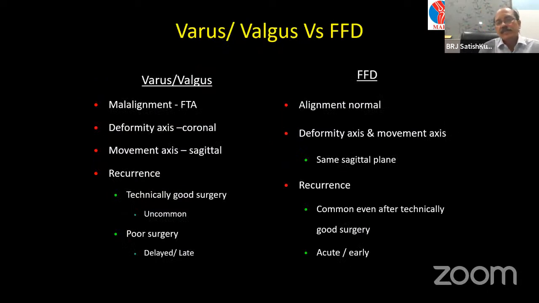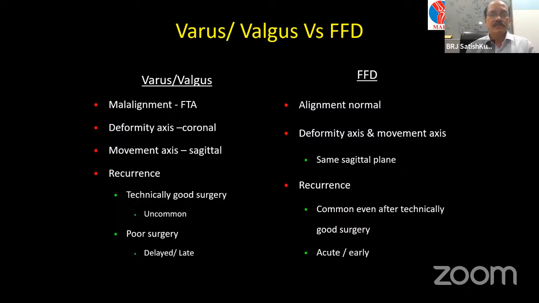The basic difference we have to understand between the varus valgus deformity and flexion deformity is this. In varus valgus deformity, the deformity axis is coronal, but the normal knee joint movement axis is sagittal. So recurrence after technically good surgery of the deformity is very uncommon. That is, if you have done a good job, even in a severe varus deformity, the varus deformity generally will not recur, unless you have done a very wrong positioning of the implant, varus implantation, then you can get a recurrence of deformity. That also is delayed.